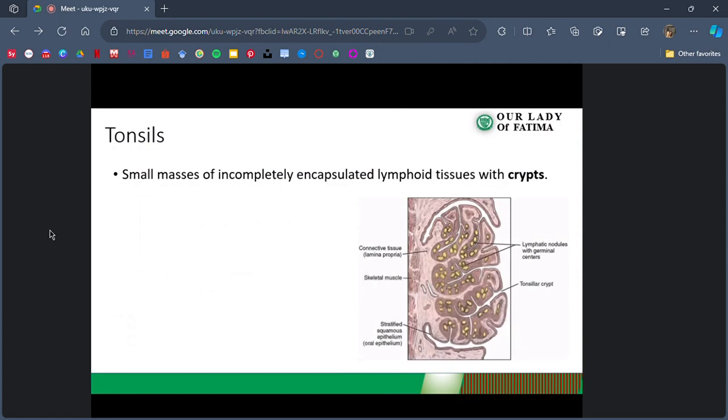Our last lymphoid organ is the tonsil. Tonsils are incompletely encapsulated masses of lymphoid follicles supported on a connective tissue framework. They contain invaginations forming blind-ended structures called crypts. The crypts are where bacteria and particulate matters are trapped.